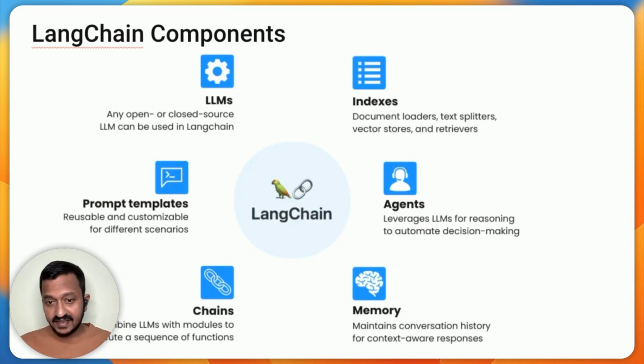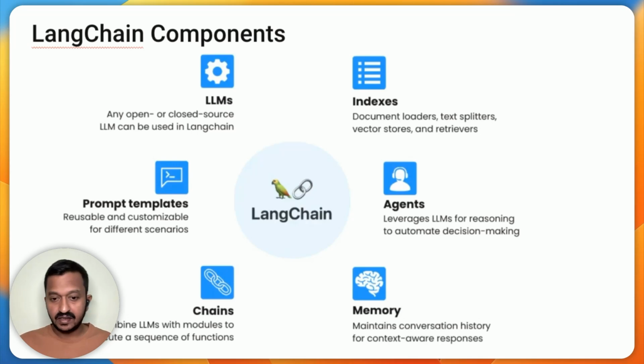You can index any type of data, document. There are document loaders. You can basically load PDF files, CSV files, and all that. And there are text splitters. There's an integration with vector stores and retrievers, right? And then the agents. You can leverage LLMs for reasoning to automate decision making, basically build agentic applications using LangChain. And then there is memory management. In LangChain, you can have short-term memory, long-term memory, chat history, right? All these things are possible using LangChain to maintain a chat history in your AI applications and all that.